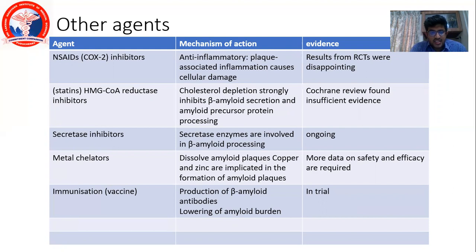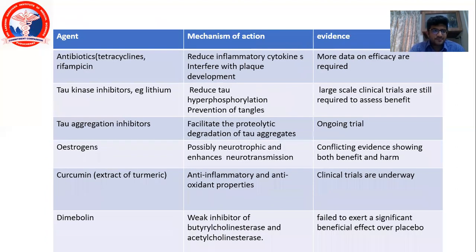Metal chelators basically dissolve amyloid plaques. Copper and zinc are implicated in the formation of amyloid plaques. Based on that, metal chelators might decrease the presence of amyloid plaques. These are all ongoing investigations. And certain antibiotics, tau kinase inhibitors, tau aggregators, estrogens, curcumin, and others have all been found to be useful in this.